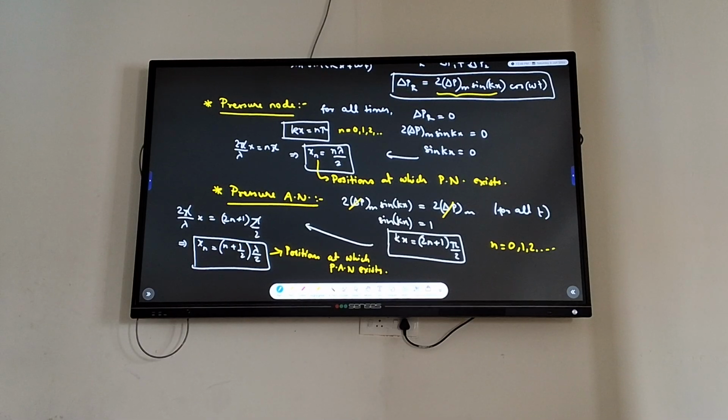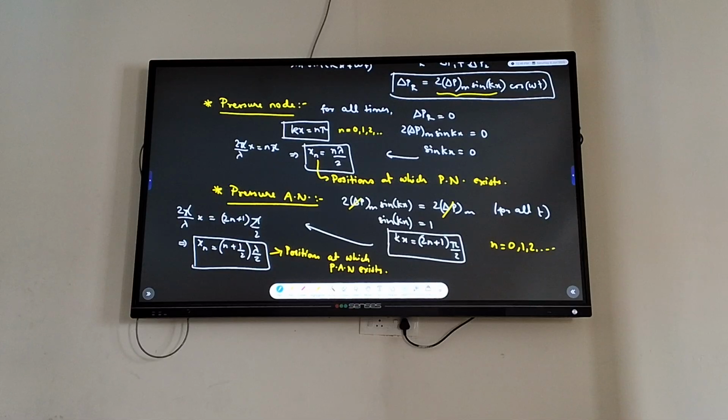What is the distance between two pressure antinodes? Lambda by 2 is correct again. Substitute and check if you want.